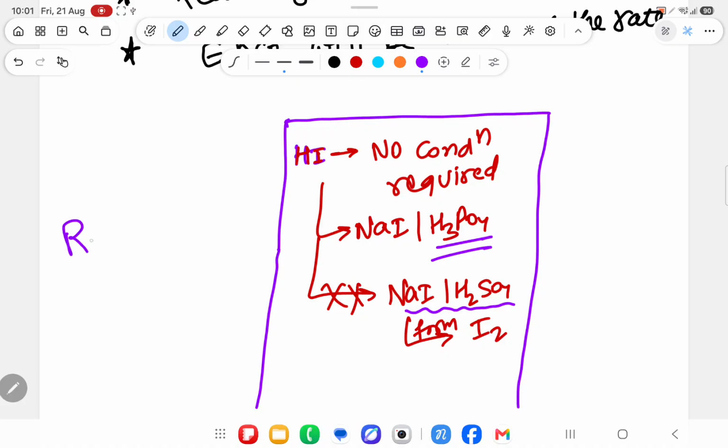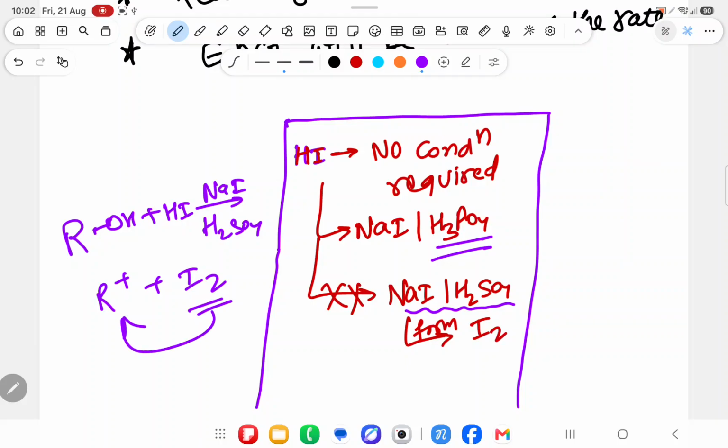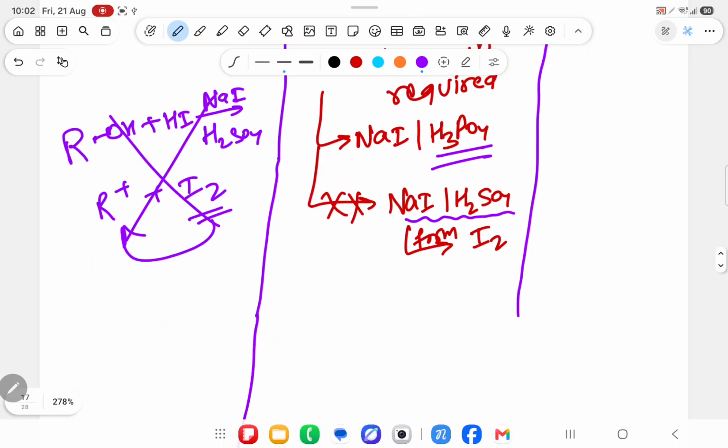If you react ROH with HI in presence of H2SO4, the reaction will not give the alkyl iodide; the carbocation comes and I2 comes. The iodide will not react over here, so don't use H2SO4. This is the first situation, for HI.